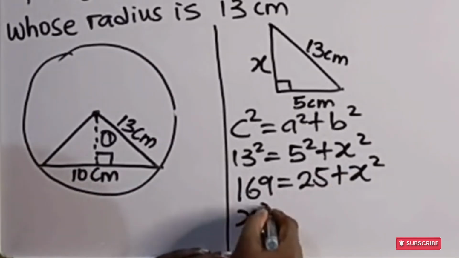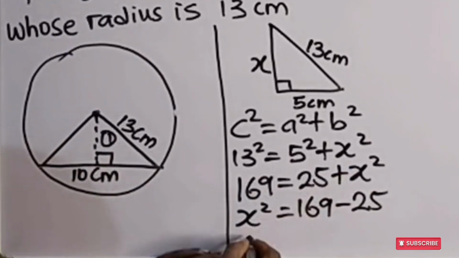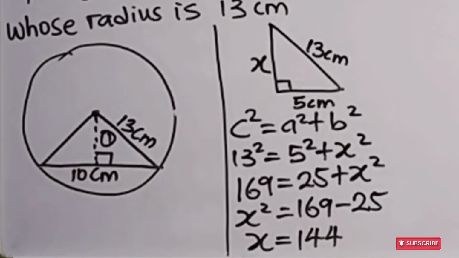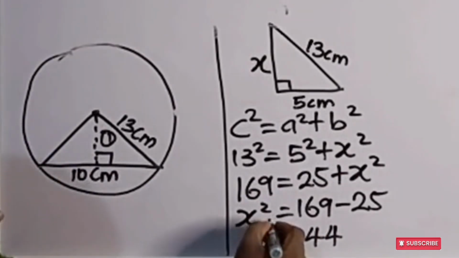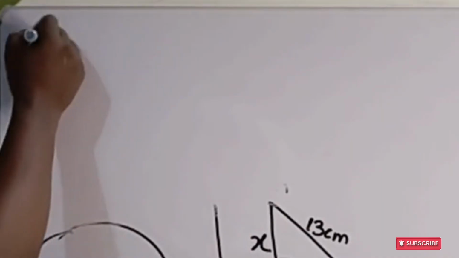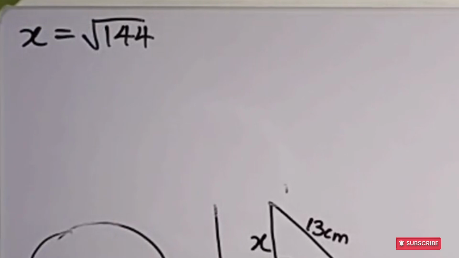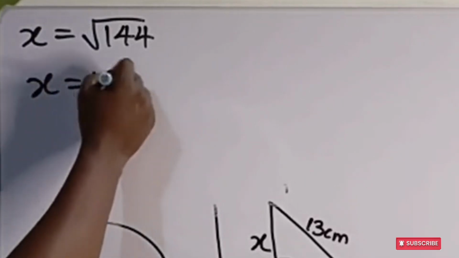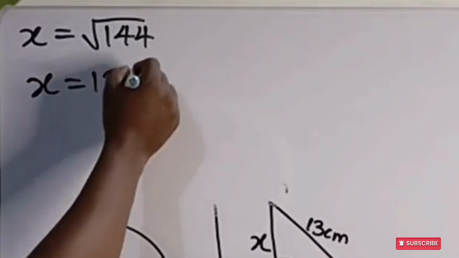So x squared is equal to 169 minus 25. x squared is equal to 144. So x is equal to the square root of 144, and the square root of 144 is 12. So x is equal to 12. So now we know the height of this triangle to be 12 centimeters.